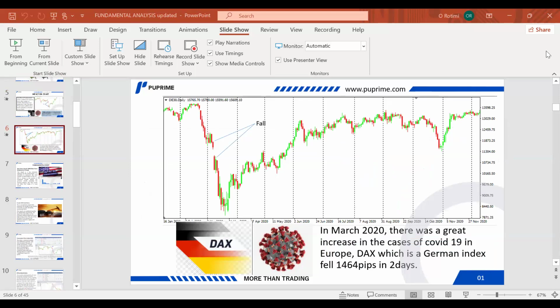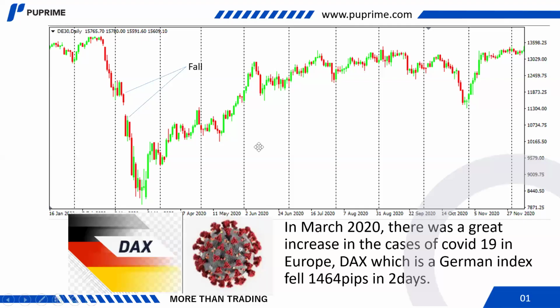Okay, so we said that in March 2020, there was a great increase in the cases of COVID-19 in Europe, and DAX, which is a German index, fell by 1,464 pips in 2 days. 1,464 pips in 2 days is a whole lot.